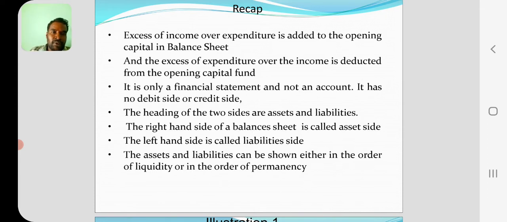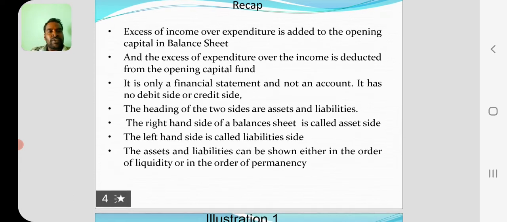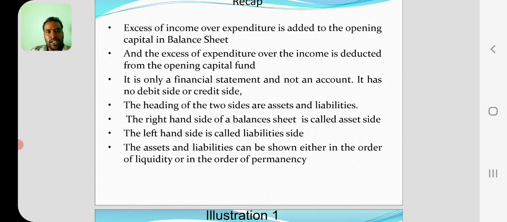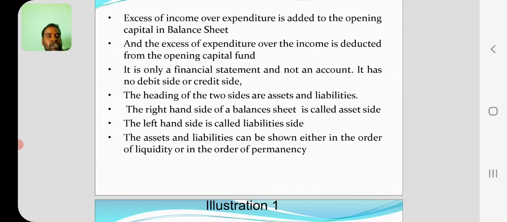Instead of the word profit, we are using here surplus. Surplus means excess of income. Excess means more than, greater than, higher than. Excess of income over expenditure is called a surplus. It should be added to the capital fund. In case of loss, meaning excess of expenditure over income, it should be treated as deficit. It should be deducted from the capital fund. Okay?